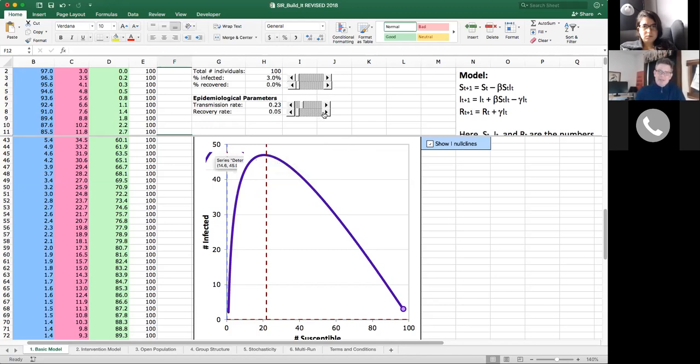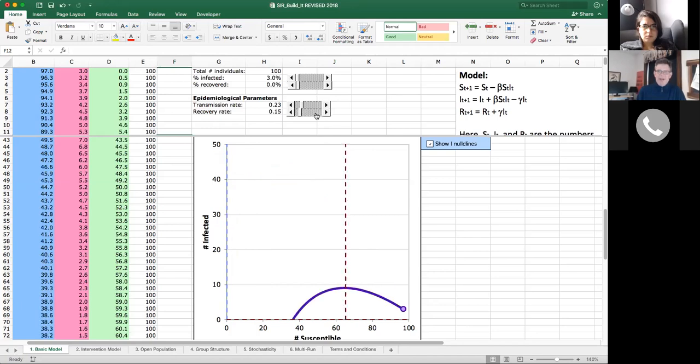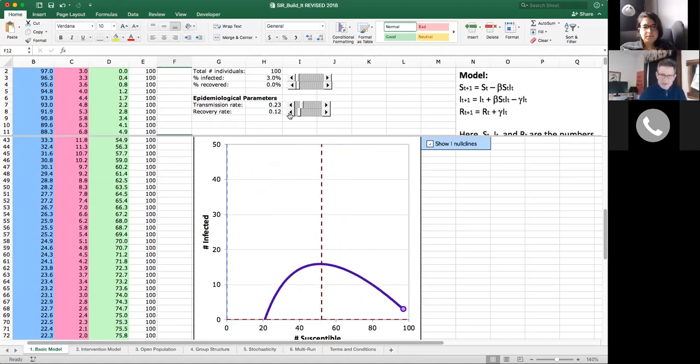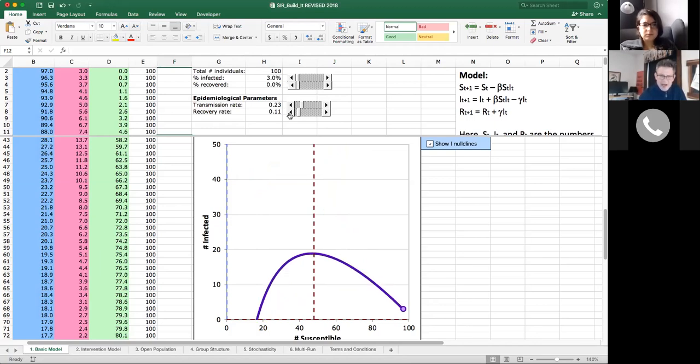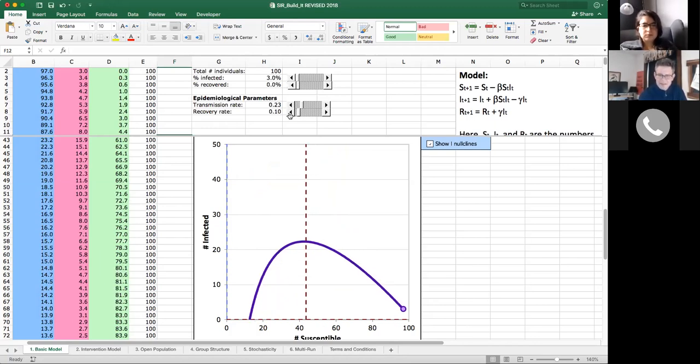So let's try, I think increasing the recovery rate is what we want. Okay. So let's see. Yes. Okay. So let me see. So I'm still at very high susceptible. I have low numbers of infected. And then it's a point of where that isocline hits, where the curve shifts.